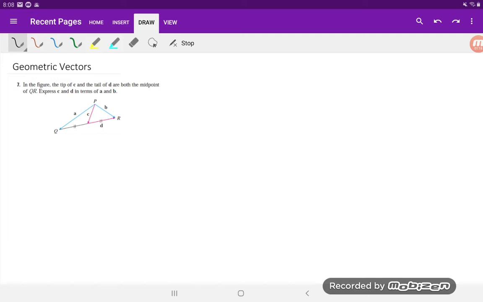So once we complete that parallelogram, it will help us express C and D in terms of A and B. So you can pause the video now to try to finish the parallelogram.